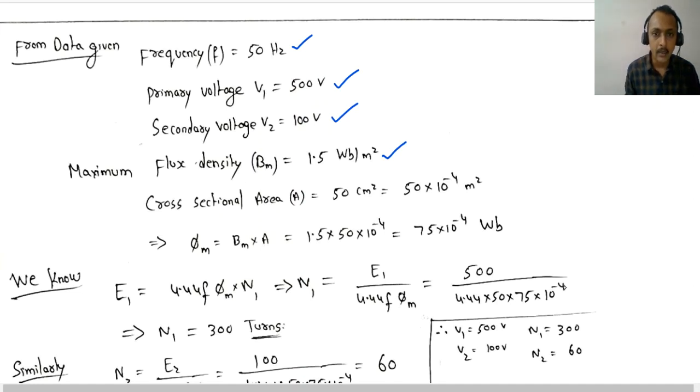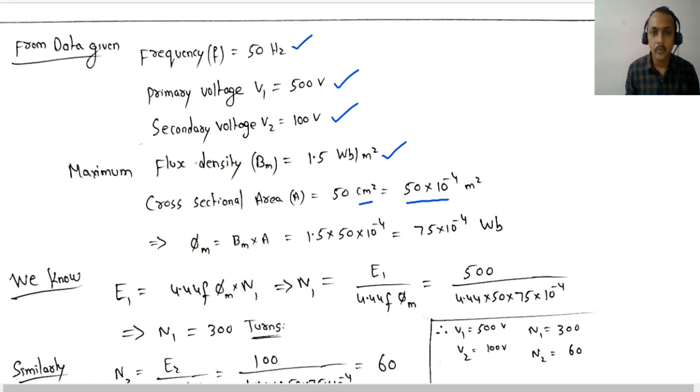Cross-sectional area. Dear students, please focus here. This is where the chance is there to commit a mistake. The area is given in centimeter square. Please express it in meter square. So it is simply 50 into 10 power minus 4 meter square.